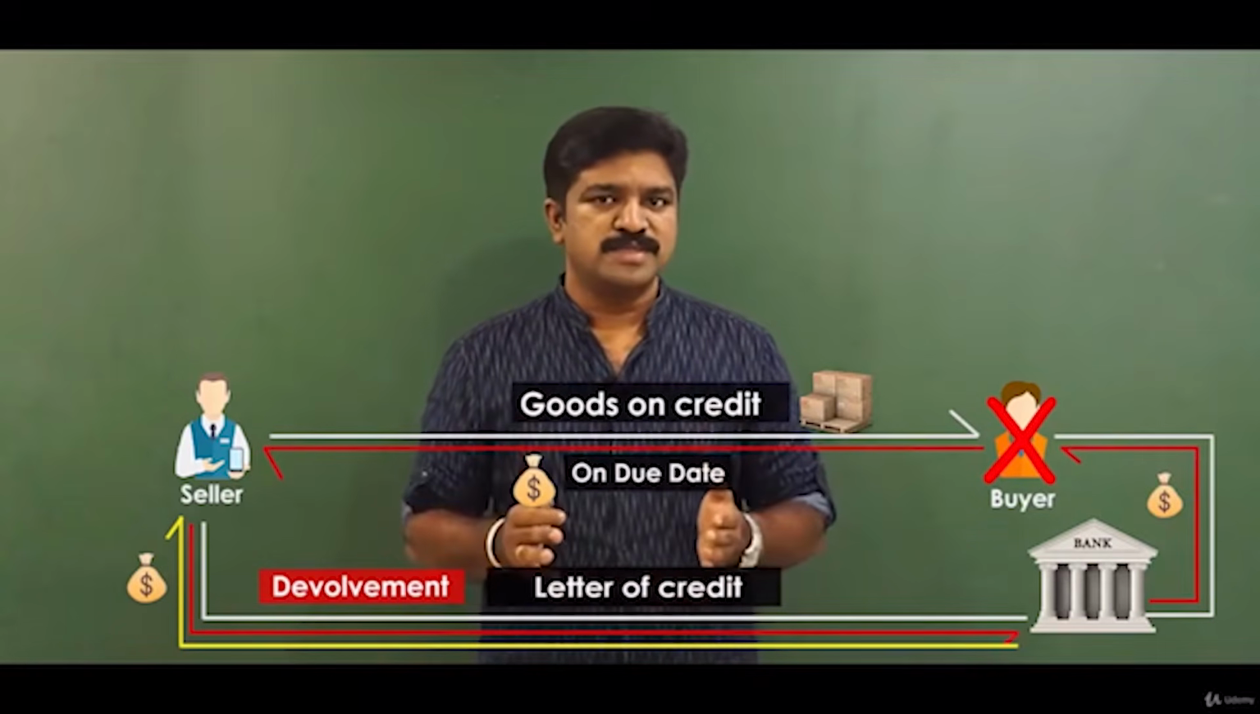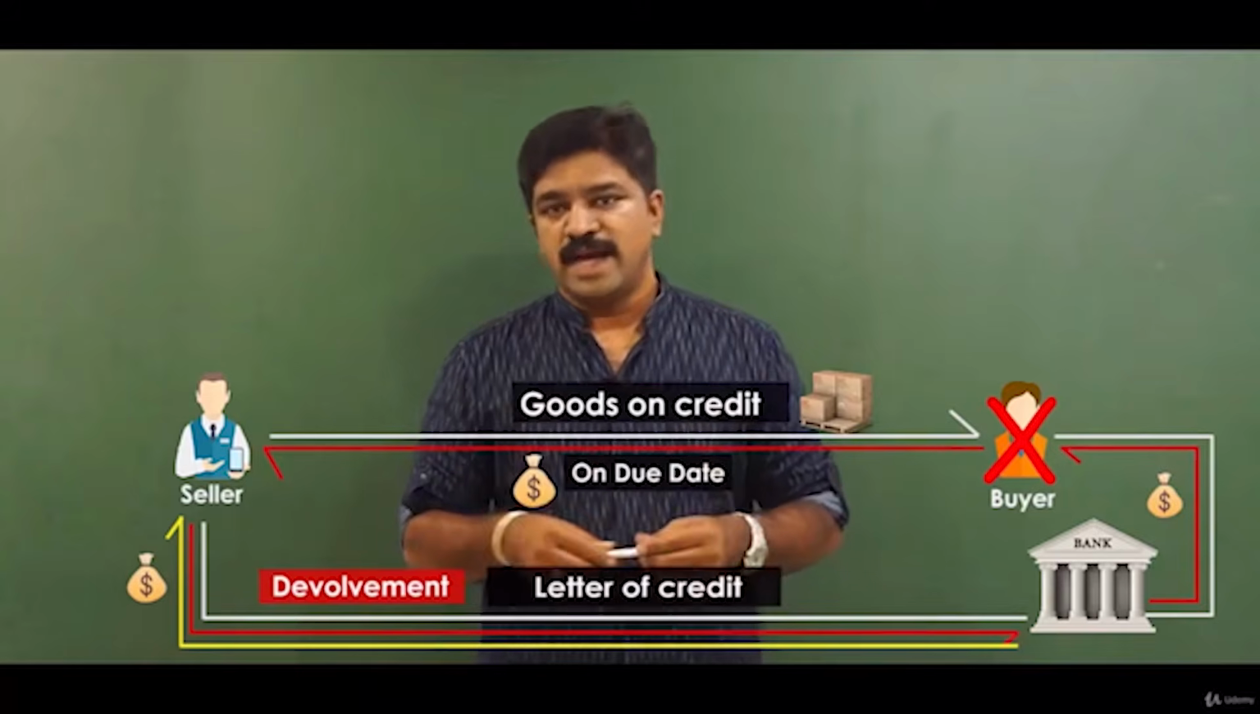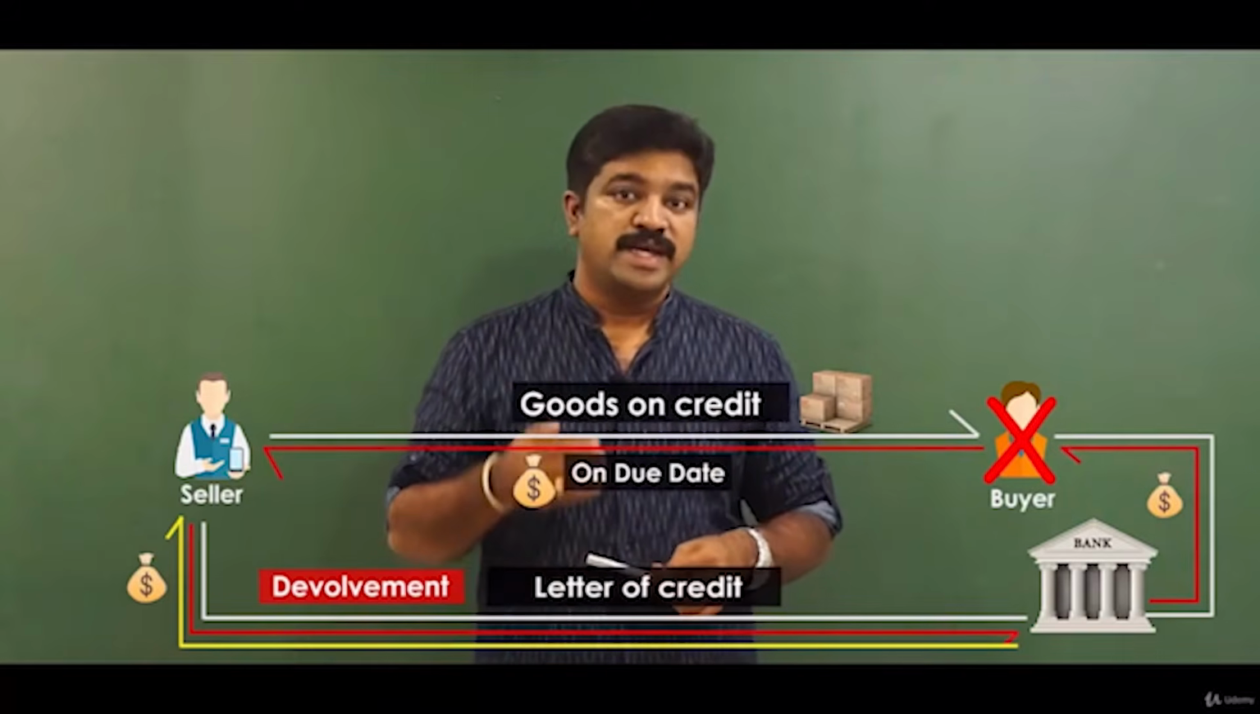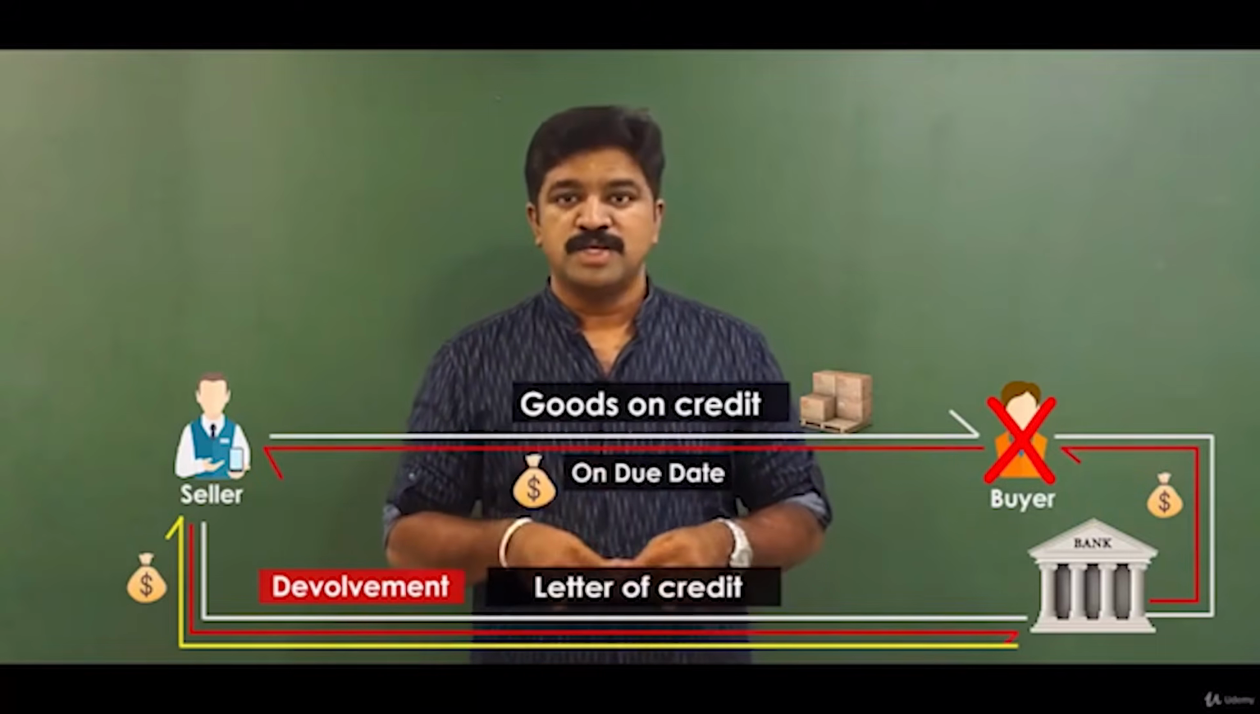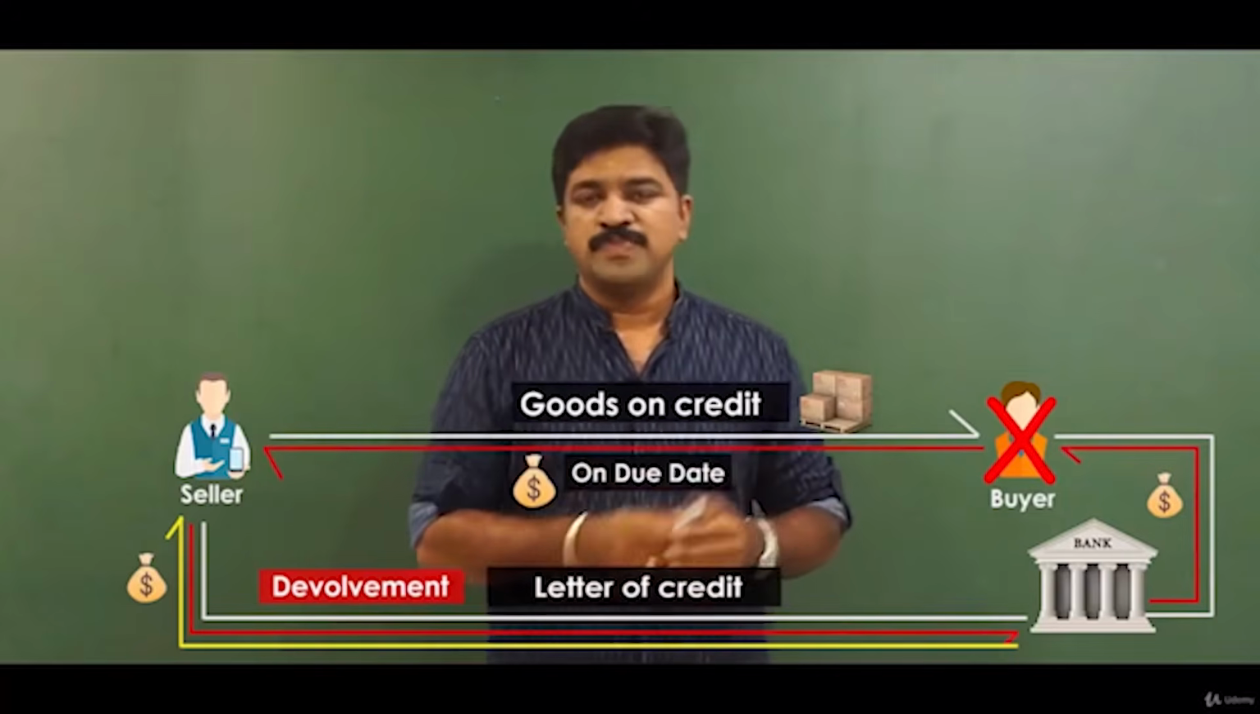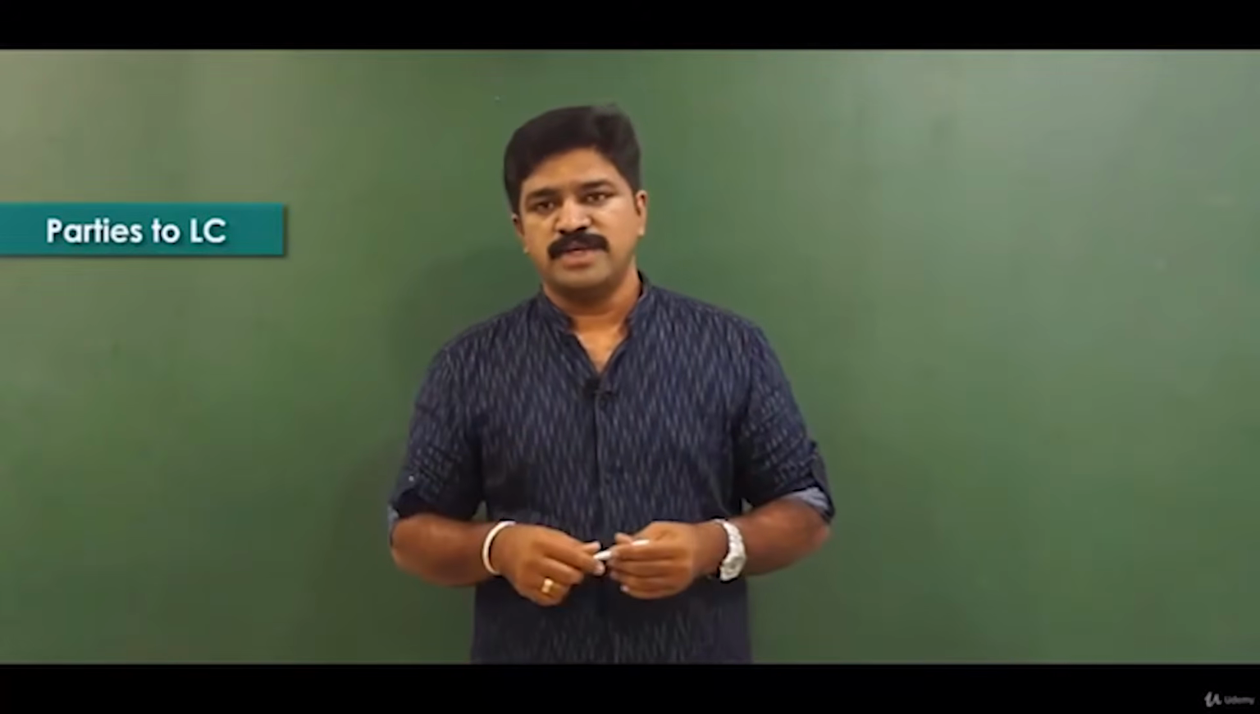So this mechanism is nothing but LC mechanism, and it promotes trade. It helps various transactions to take place. Okay, so this is about LC. And who are the parties generally involved in LC?